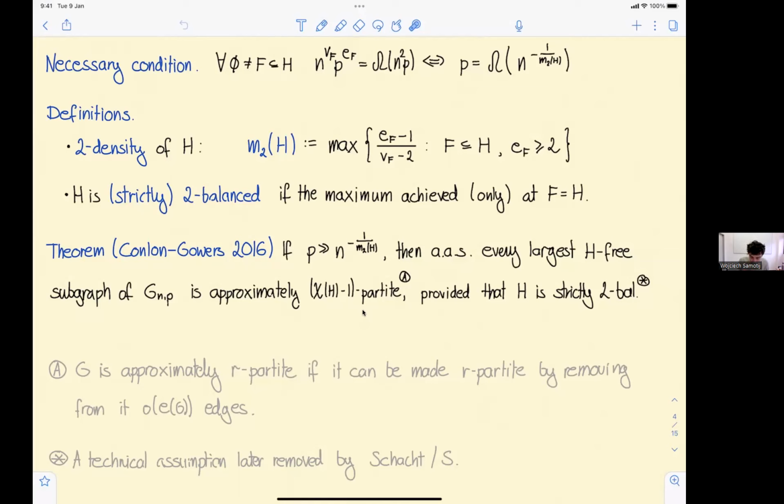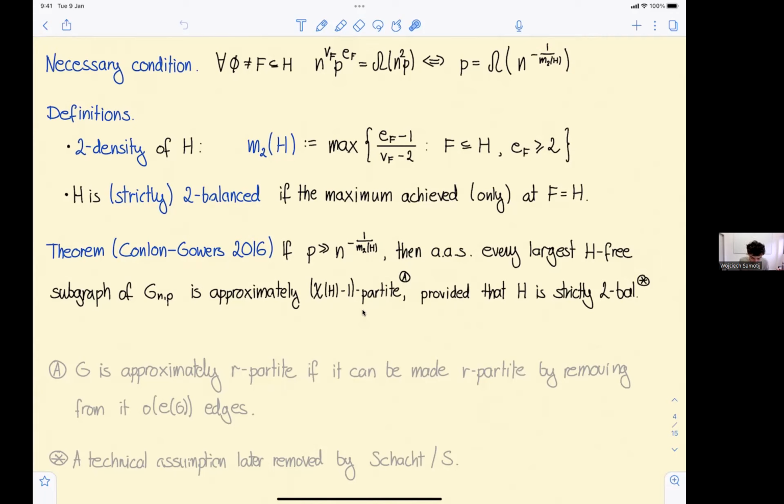Okay, so we have this necessary condition, and it's now natural to ask, what can we say about a largest H-free subgraph of G(n,p) once this necessary condition is satisfied? And this was a very big open problem in probabilistic combinatorics for many, many years, until eventually it was solved by Conlon and Gowers about 11, 12 years ago. What they proved is that if the edge density p is asymptotically greater than n to the minus 1 over the two-density, then asymptotically almost surely, every largest H-free subgraph of G(n,p) is perhaps not exactly chi(H) minus 1 partite, but it's approximately chi(H) minus 1 partite, provided that H is strictly two-balanced.